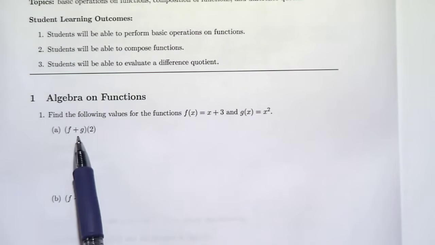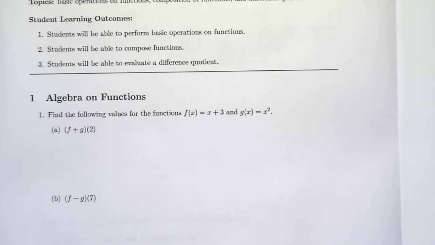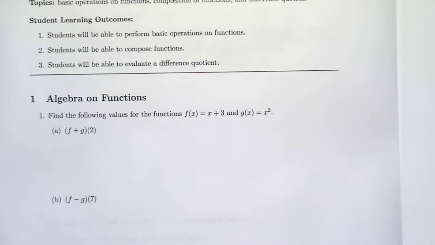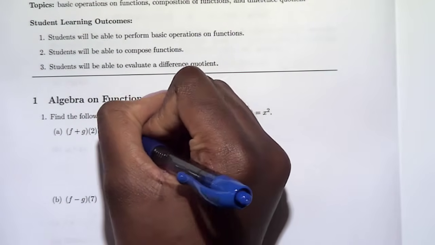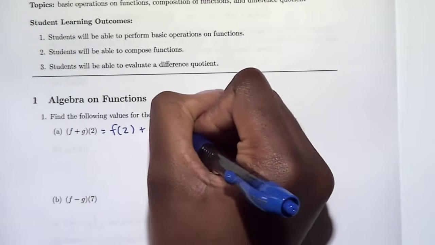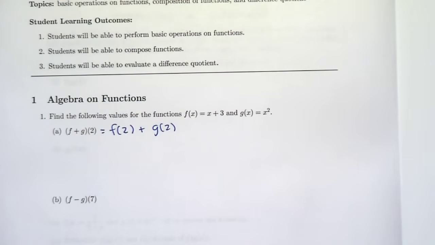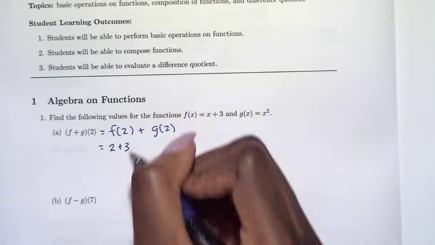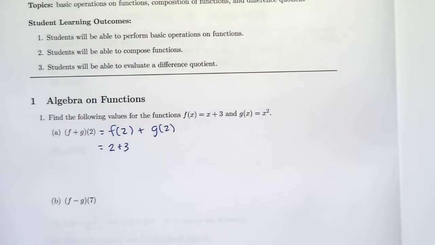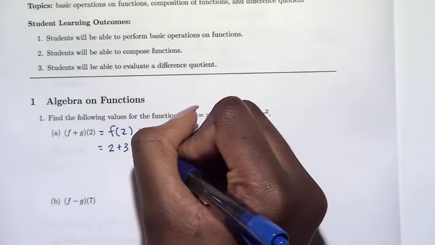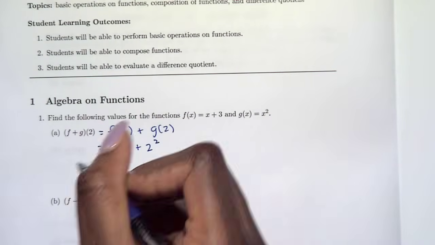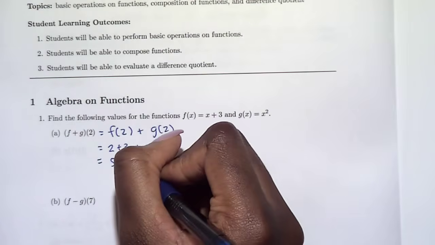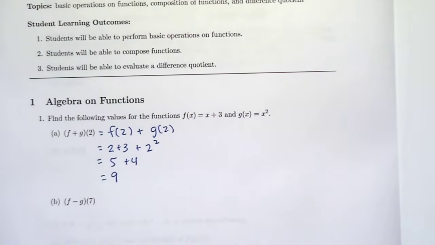So here's addition, f plus g of 2. What this means is we're adding these two functions, and we're plugging 2 in. So this is exactly the same as f of 2 plus g of 2, which we know how to find. We're just plugging 2 into each one of these functions and then adding those values together. So here's f of 2, 2 plus 3, and then g of 2 is 2 squared, so we get 9.